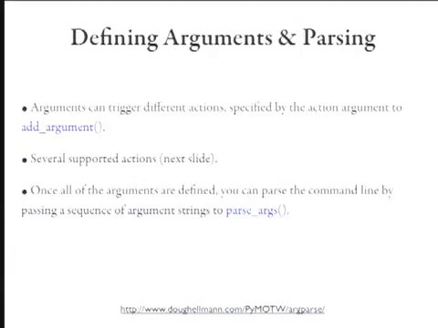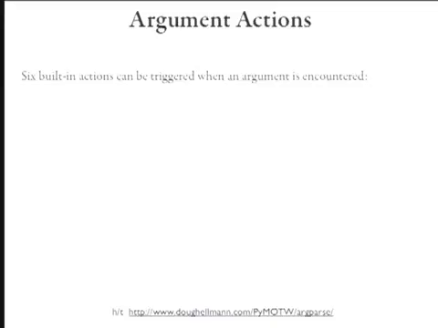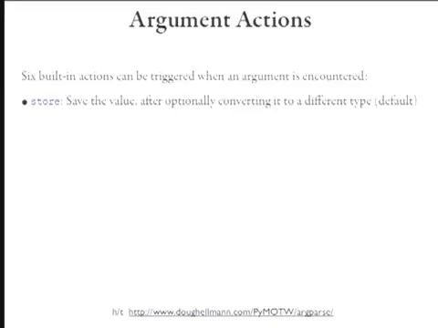So going through the different actions that can be defined, there are 6 built-in actions that can be triggered. The simplest one is just store. What this will do is if you give it a value, it will just store that value into some variable. And if you want, you can convert it to a different type. By default, things on the command line are just parsed as strings, but you can say, I expect an integer here, so please try to convert it to an integer. And if it can't convert it to an integer, then it'll give you a nice, friendly, helpful error message saying that it can't understand what you're trying to give it.